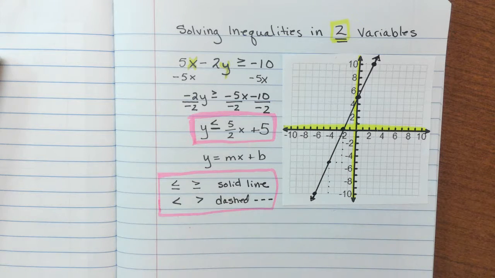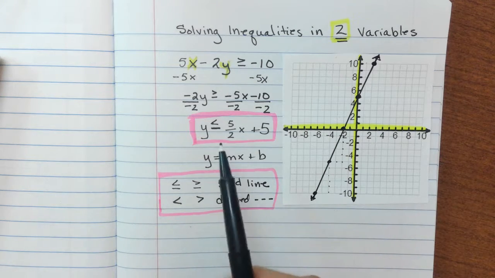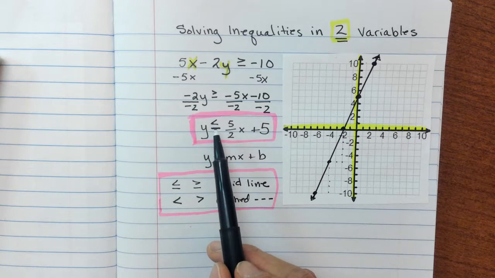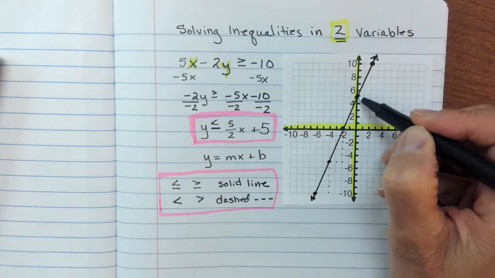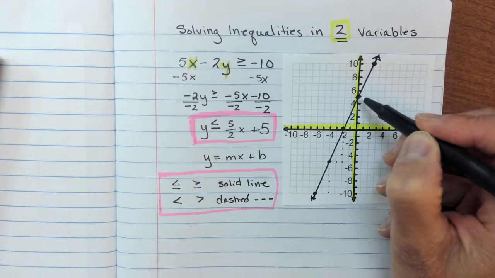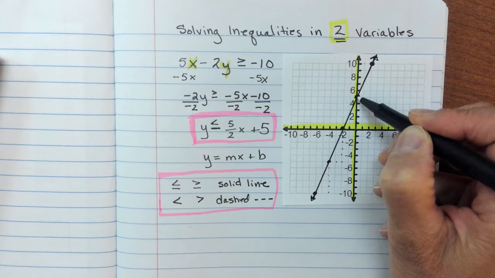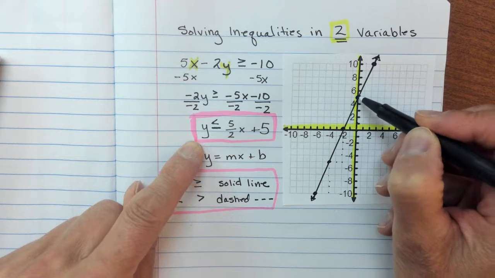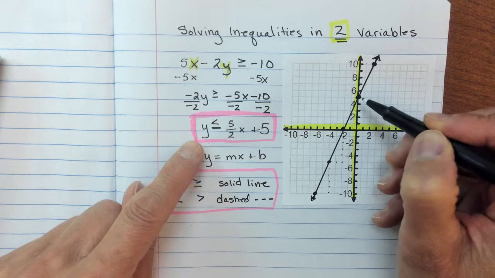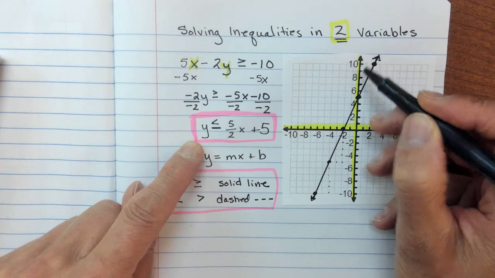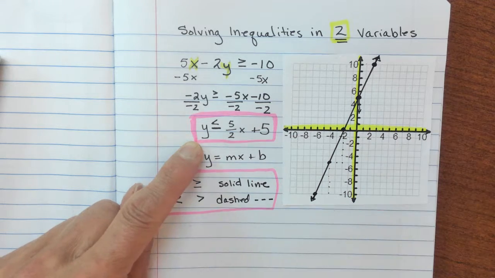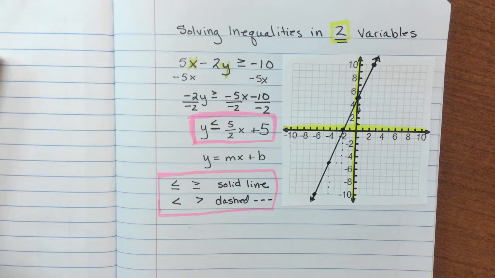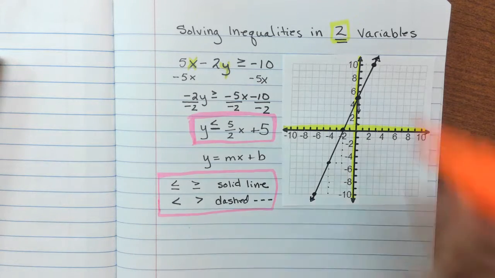So now, because this is an inequality, I'm going to read this, y is less than. So I'm going to go to my y-axis. I'm going to put my pen right on top of my y-intercept. Where does y get smaller? Does y get smaller as I go down, or does y get smaller as I go up? Y gets smaller as I go down. So that means I'm going to shade on the underside of that line.